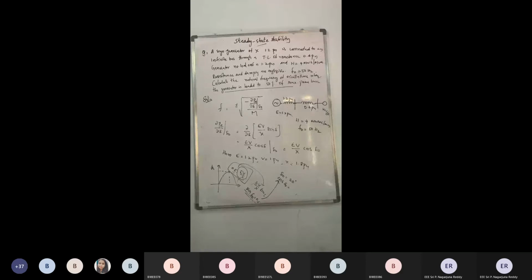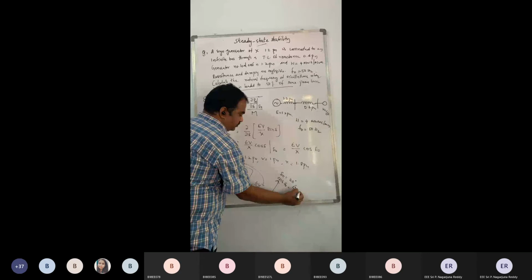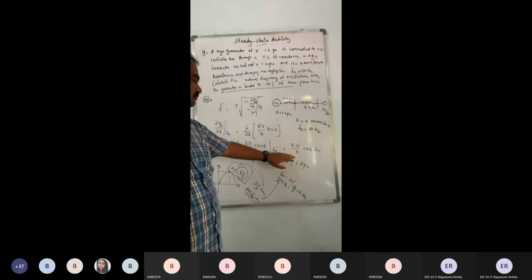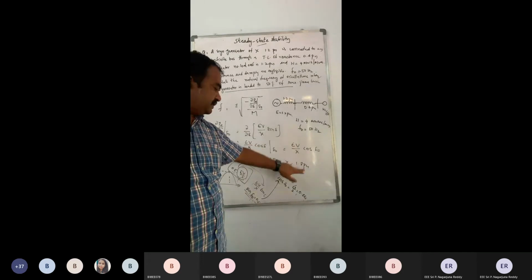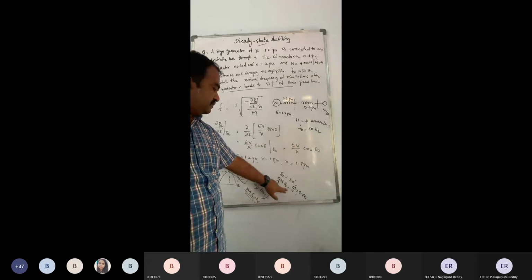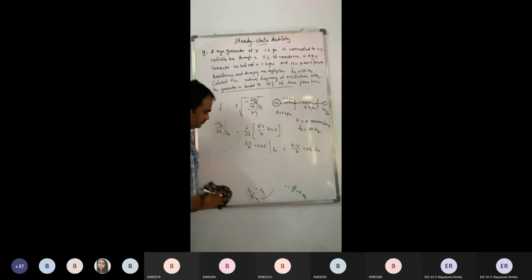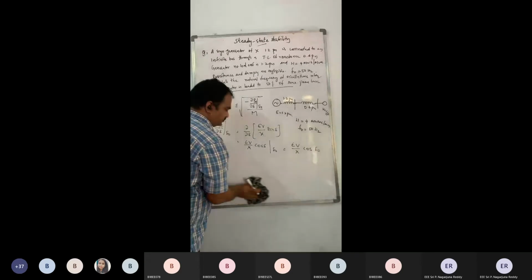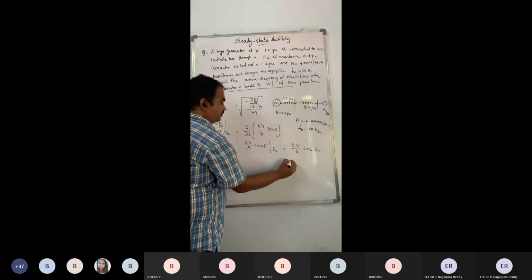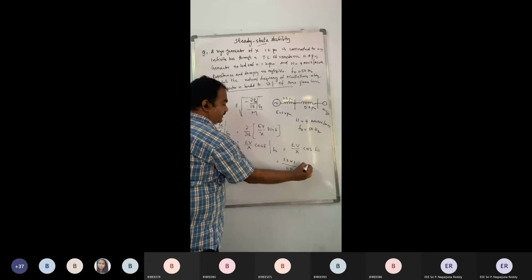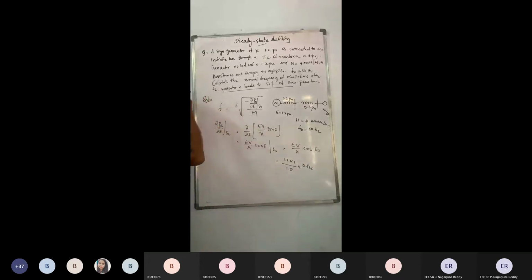cos 30 is root 3 by 2, which is 0.866, right? So if I substitute here now, I'll get EV by X cos delta naught. Let's see what this expression is. Combined, it is 1.2 by 1.8 into 0.866. This is done. Next is the M value.